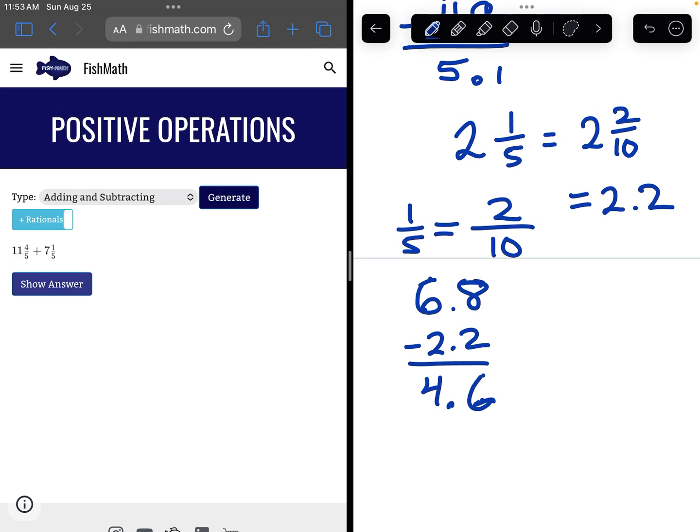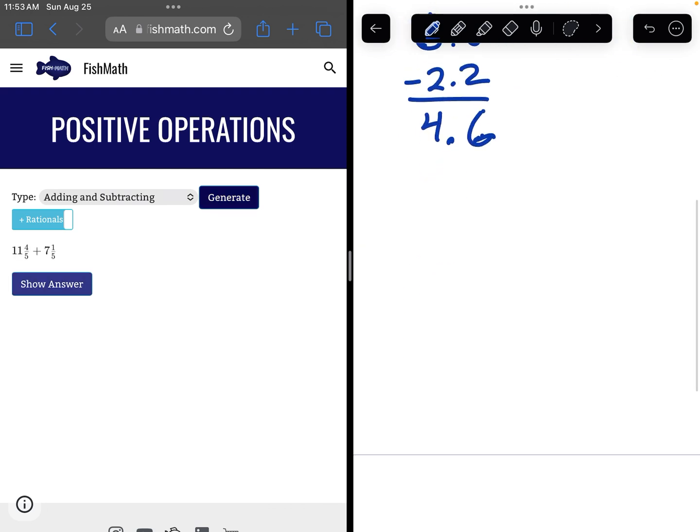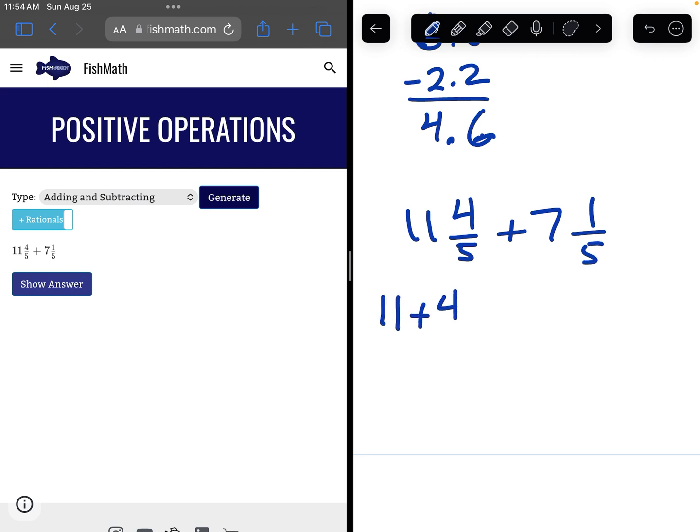Let's do just one more here. This is an adding problem. So this time we've actually got two mixed numbers, and they have the same denominator. For this one, what I would do is just add them in the form that they're already in. 11 4/5 plus 7 1/5. Well, let's think about what this means. 11 4/5 is the same as 11 plus 4/5. That's what 11 4/5 means. Same thing for 7 1/5. That means 7 plus 1/5. So really we're just adding all these pieces together.